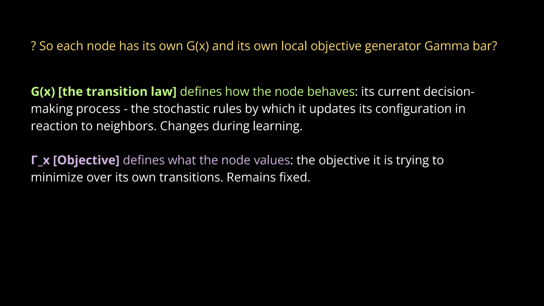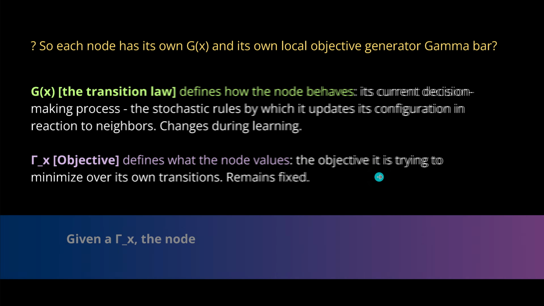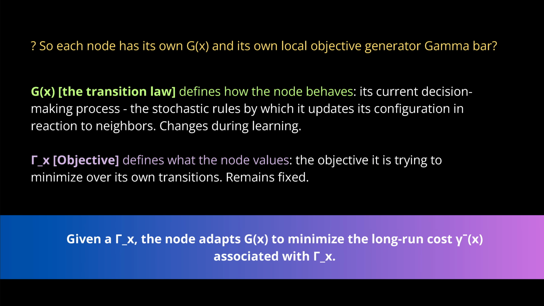So what we achieved is now a self-adjusting, highly dynamic system where the node has a dynamic in a mathematical operator algebra that is just amazing. And this will open the interaction to multi-agent systems. So, if you want, this is an important sentence. Given a gamma of x, the node now adapts its specific g of x to minimize the long-run cost gamma bar that is associated with gamma of x.